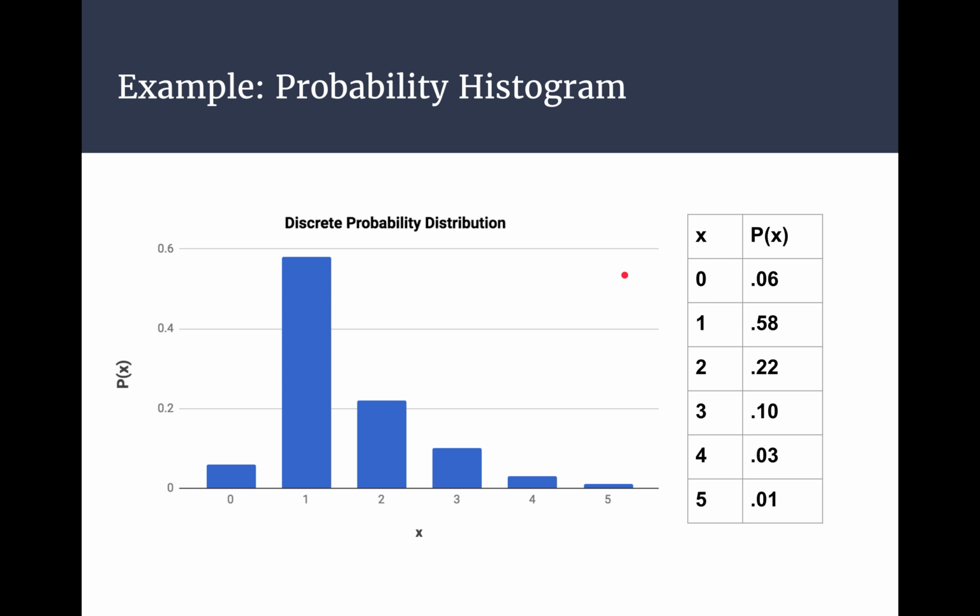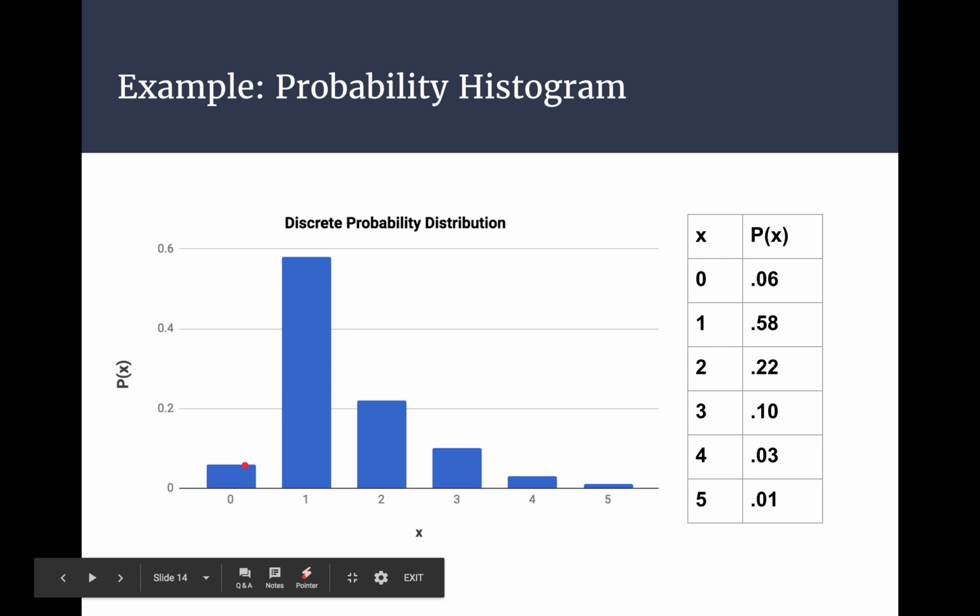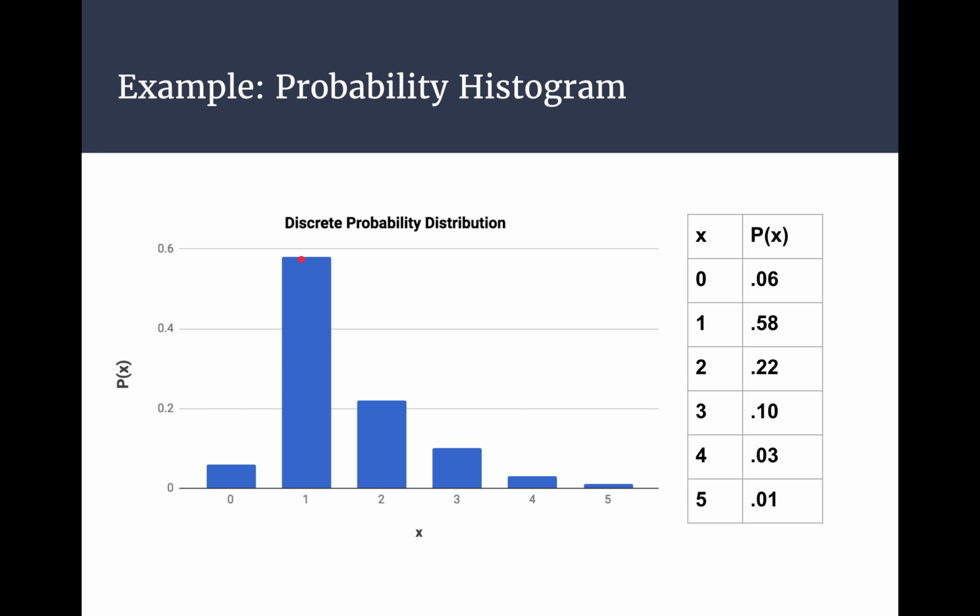And here is the discrete probability distribution shown as a graph. So we look, here's the 0. It corresponds to 0.06. Let's look at the 3. 3 was 0.1. Yep, that corresponds to 0.1. Which occurs the most? The 1. And that corresponds to 0.58.